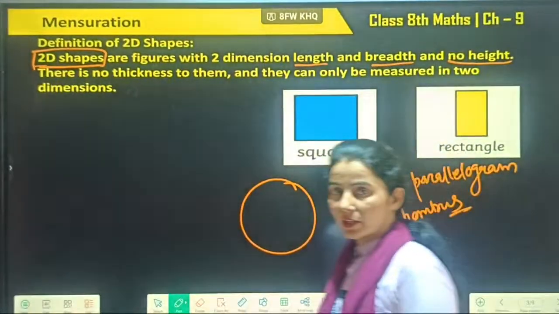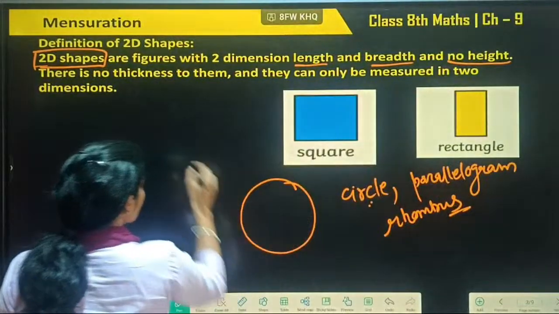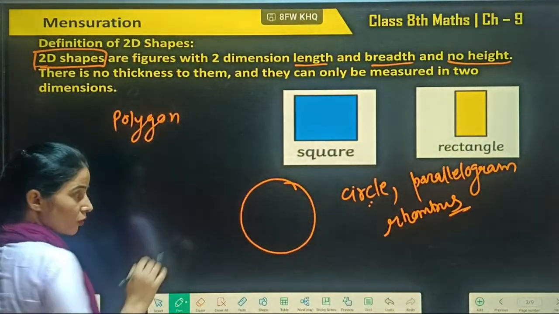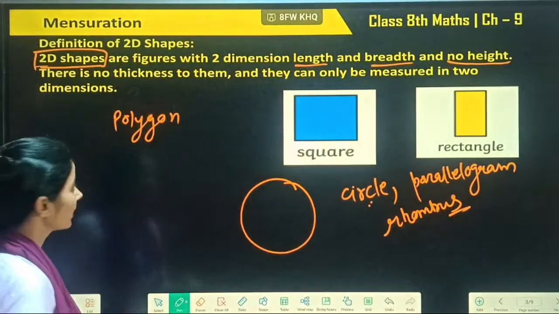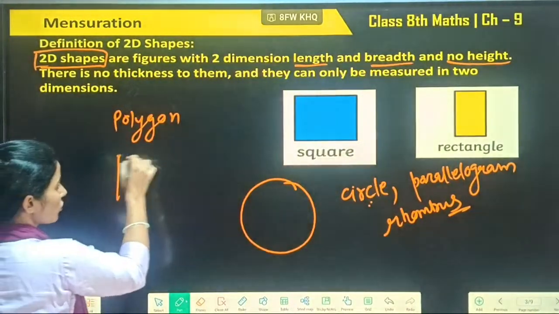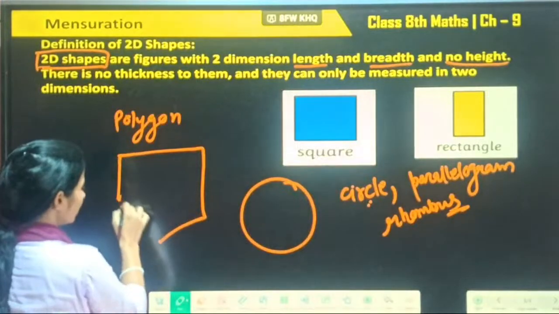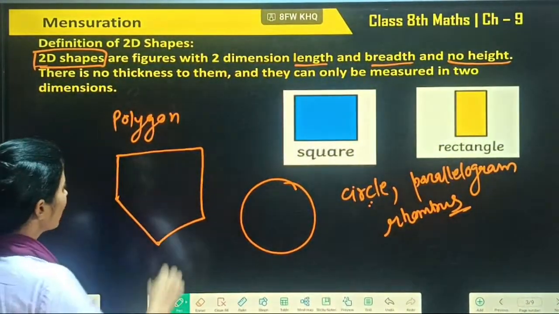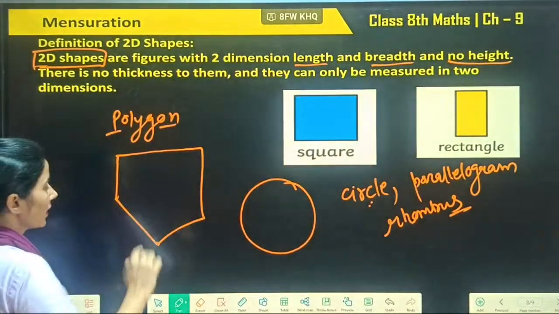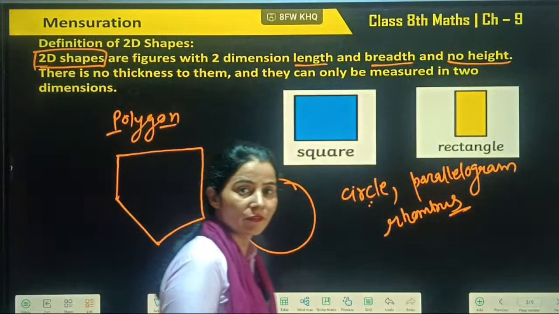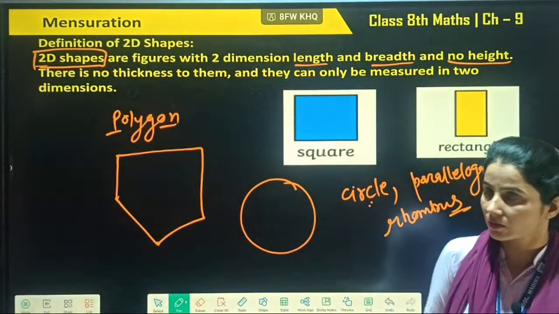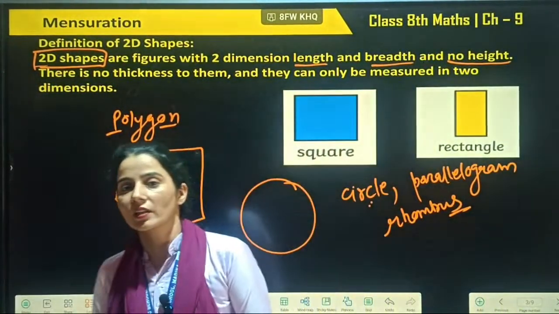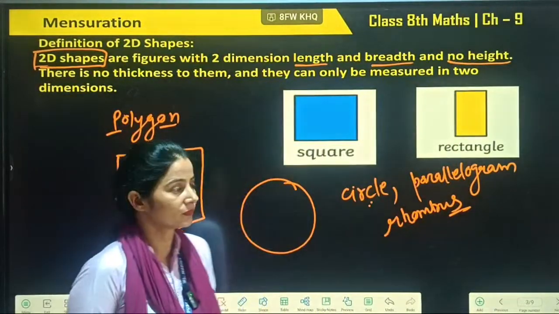Like all polygons. What are polygons? A closed figure made up of line segments, that is a polygon. Now, types of polygons: a polygon which contains 3 sides is called a triangle, 4 sides a quadrilateral. These can be regular or irregular also.